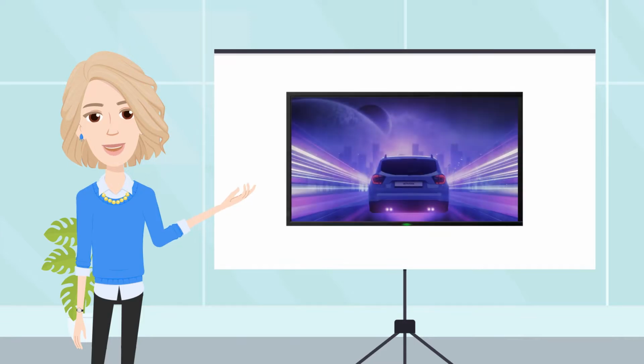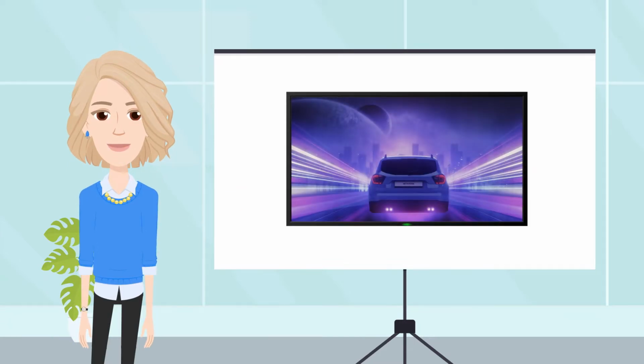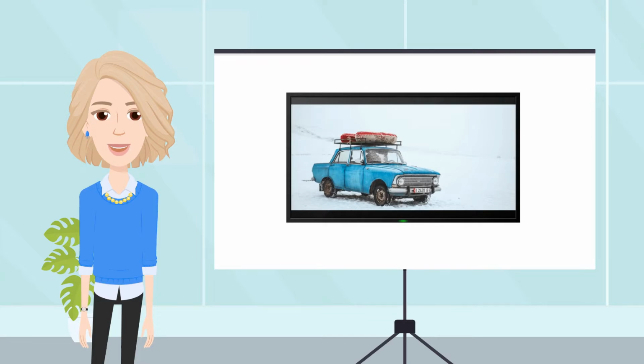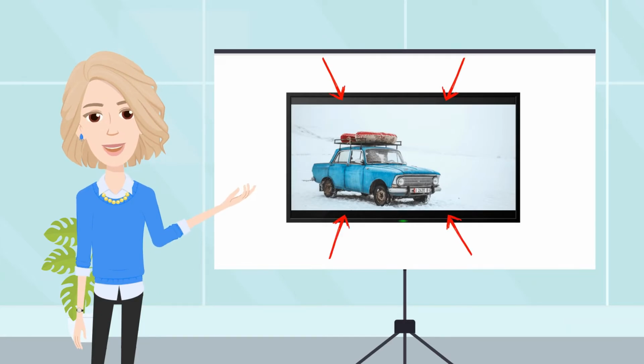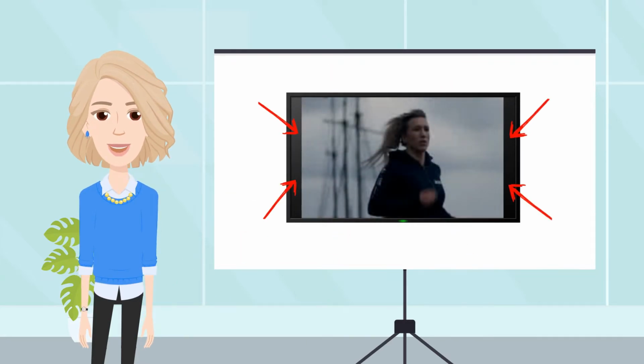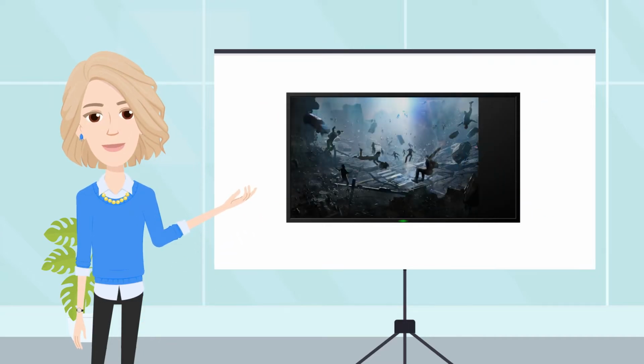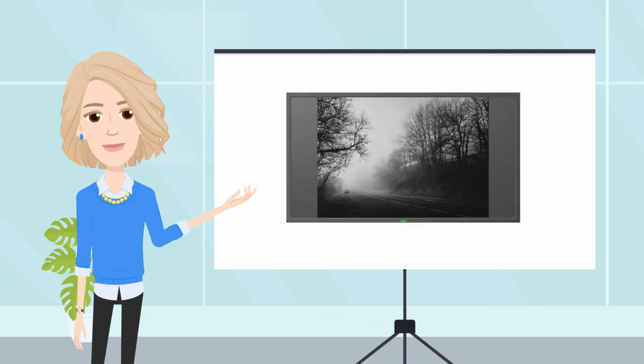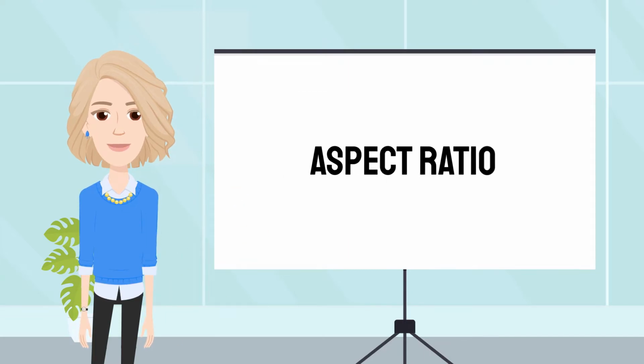Now, we've talked about monitors and screen displays. Have you ever noticed that when you watch a movie or video, there are black bars at the top and bottom, or sometimes on the left and right sides of the screen? Or why do some movies seem broader, and some don't? It is because of the aspect ratio.